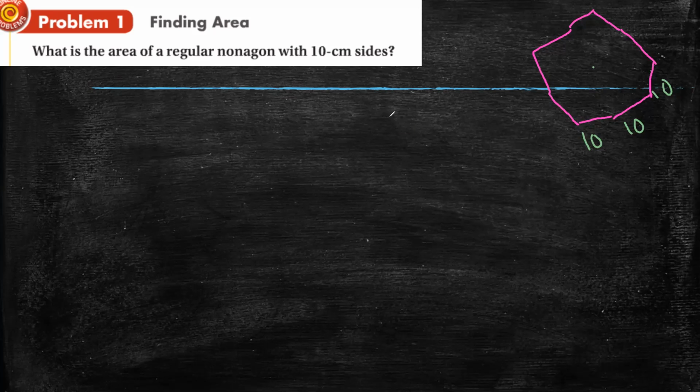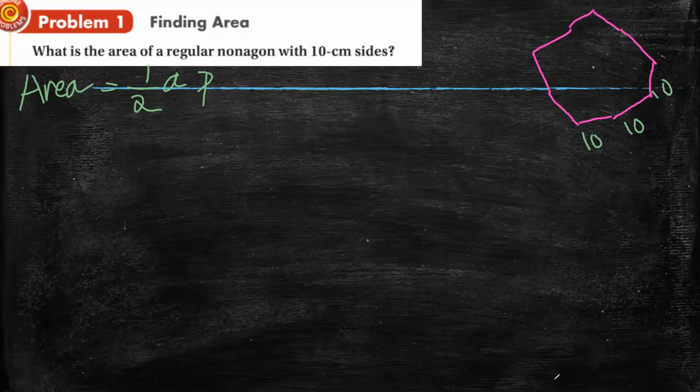So now here the side is 10 centimeters. Here is the center, and I want to find the area. As we know before, the area of the polygon is half the apothem times the perimeter. So what do I need? I need the apothem and I need the perimeter. How can we find the perimeter? By using n times s: adding all the sides or multiplying the length of one side by the number of sides. Yes, so the perimeter here is n times s.